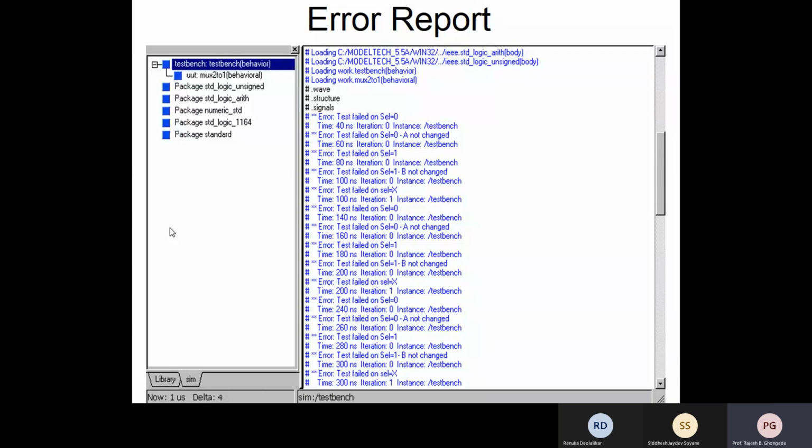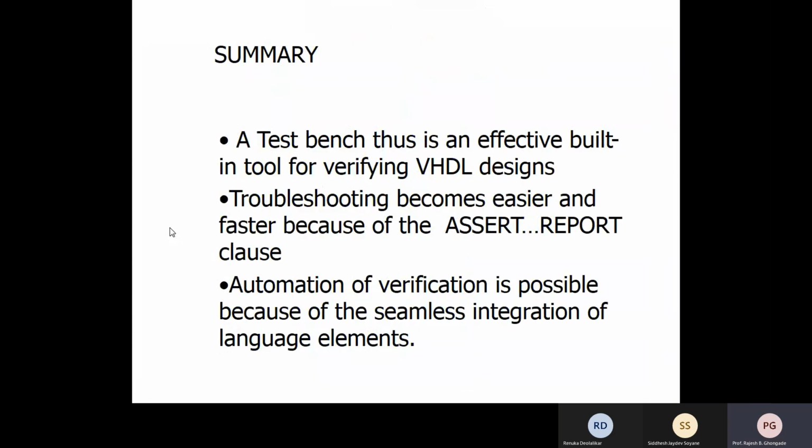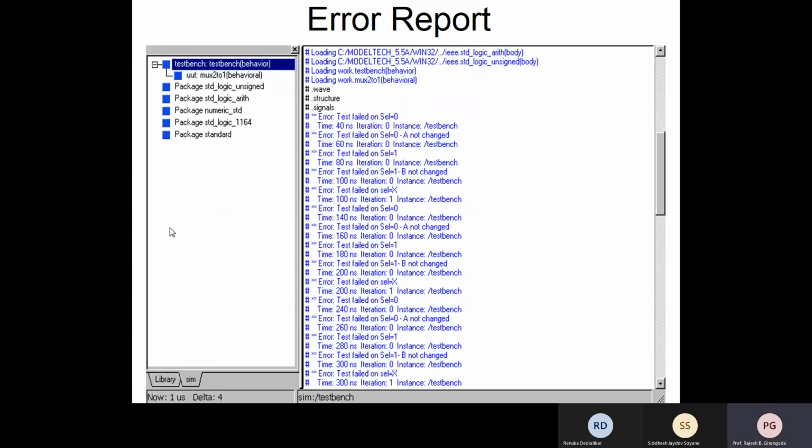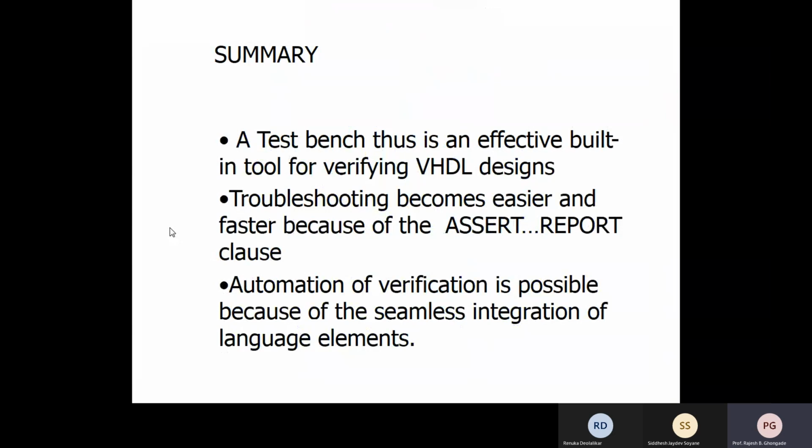So you can see here that I've purposely modified or made it wrong so that the error will be reported. That is what is happening. Let me see if I can show that in real time.